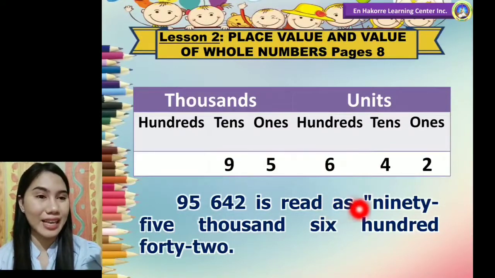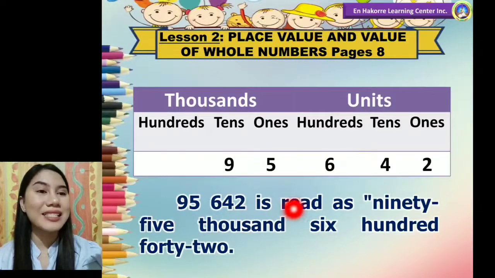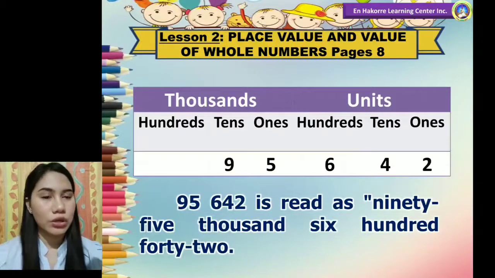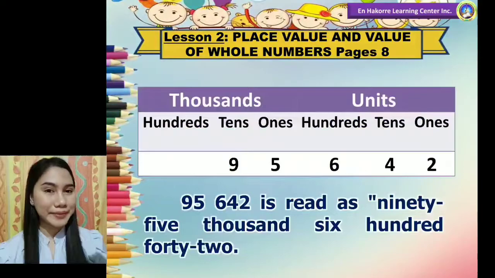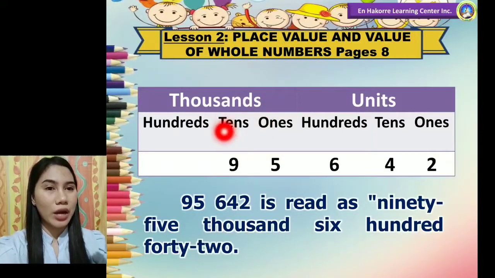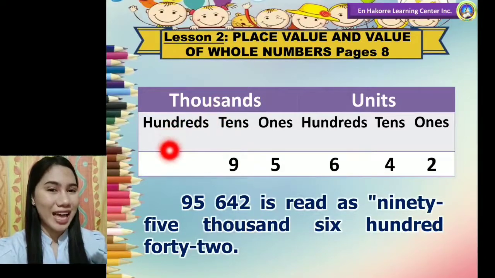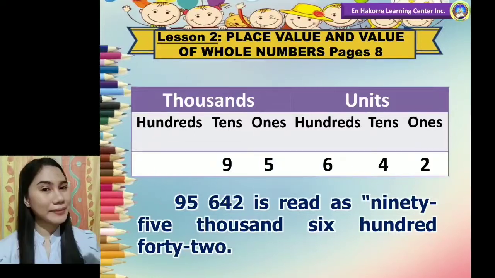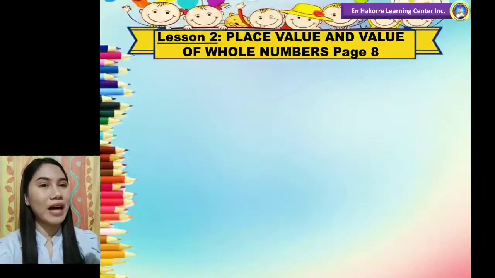So once again, it is 95,642. Let's proceed to our next slide. Again, the place values of your basic units of numbers are ones, tens, hundreds. Now let's go to the thousands place. This one is your thousands place, this one is your 10,000s place, and this one is your 100,000s place. So let's go on to know more about the place value and value of whole numbers.